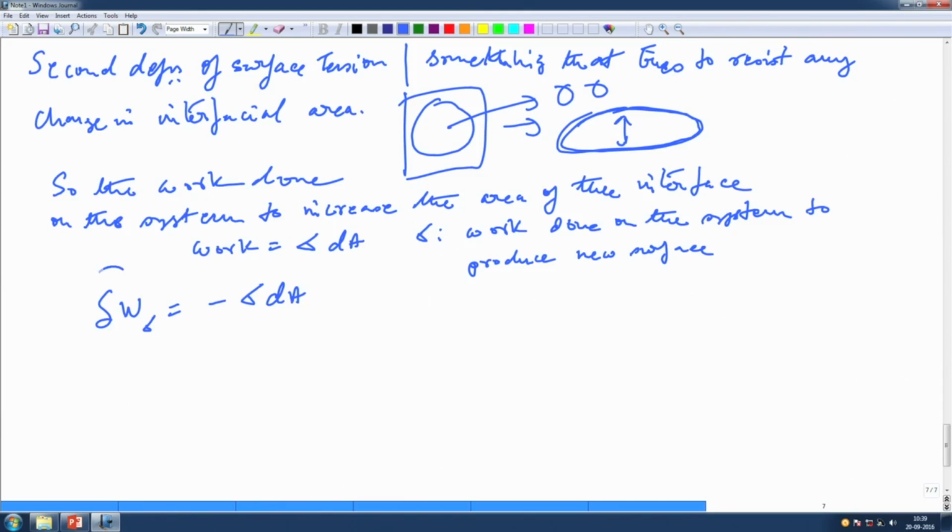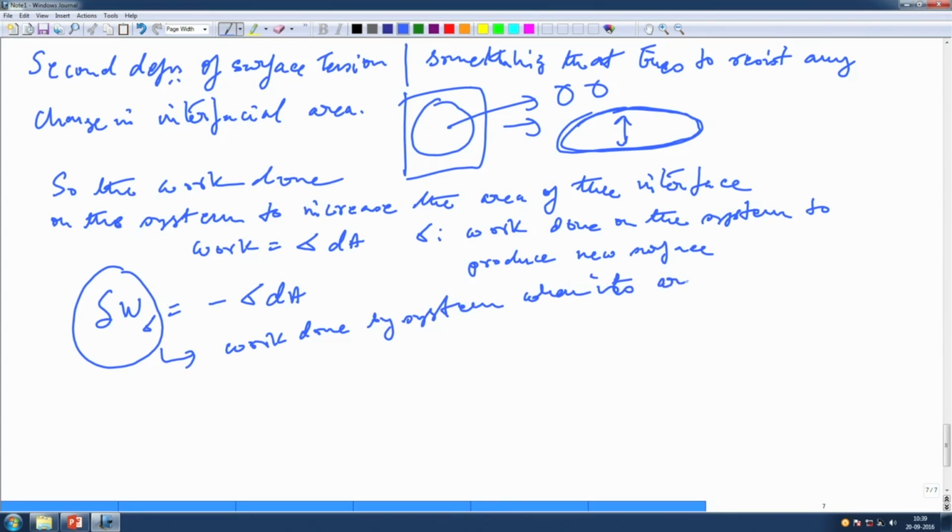So, this is the work that is done by the system when its area is changed. Work done by the system, that is why the negative sign comes when its area is changed. The decrease in area corresponds to work done by the system, therefore dA is negative. So that is the reason. It is the other way around. So, that is the definition.